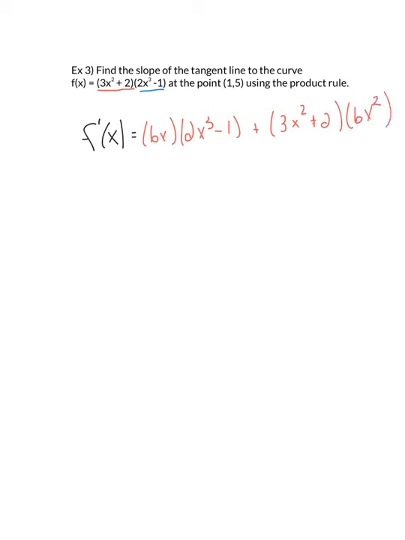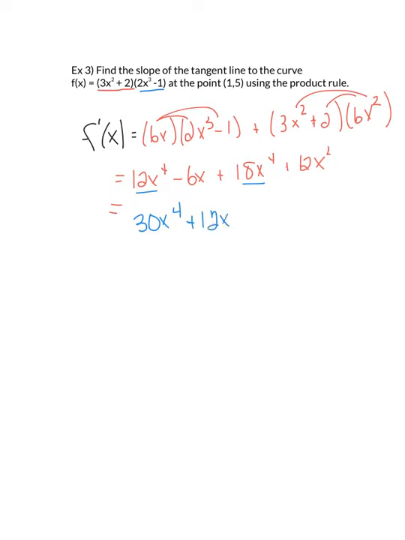Now again, I'm going to simplify this, because I do need to use that simplified version to do some more work in this question. So I'm going to multiply this 6x through, and I'm going to be getting 12x to the 4 minus 6x, plus this 6x squared is going to be multiplied through, 18x to the 4 plus 12x squared. I'm going to combine these like terms, and I am going to get 30x to the 4 plus 12x squared minus 6x.